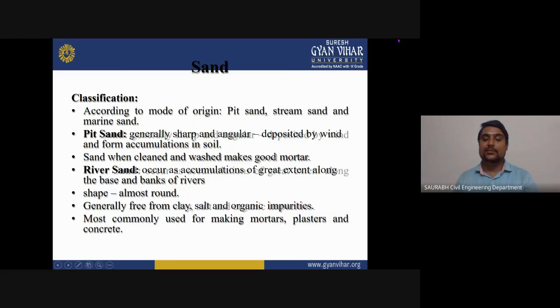There is river sand, which is generally used in the preparation of concrete and mortar. In India, if you look, in many structures this kind of river sand has been used for the preparation of concrete and mortar, and it occurs as an accumulation of great extent along the base and bank of the river. Its shape is almost rounded. That's why it gives very good strength and good binding. And it is generally free from clay, slate, and organic impurities, most commonly used for making mortar, plaster, and concrete. It is the most common material used in the preparation of concrete.